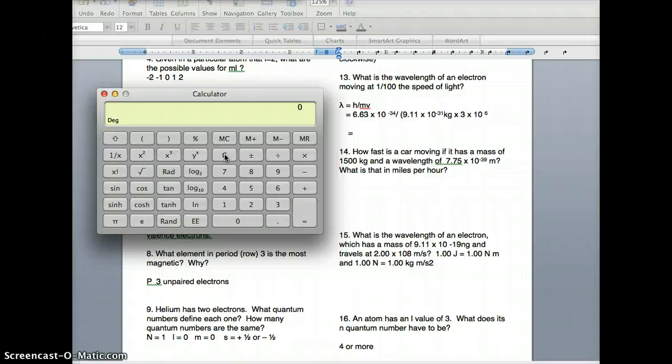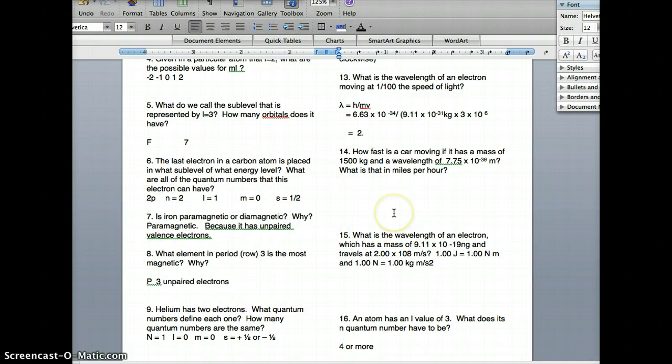So I get 2.4 times 10 to the negative 10th. And that would be your answer for the wavelength of the car. The units would be meters. You need to be sure you understand the way that the units work.